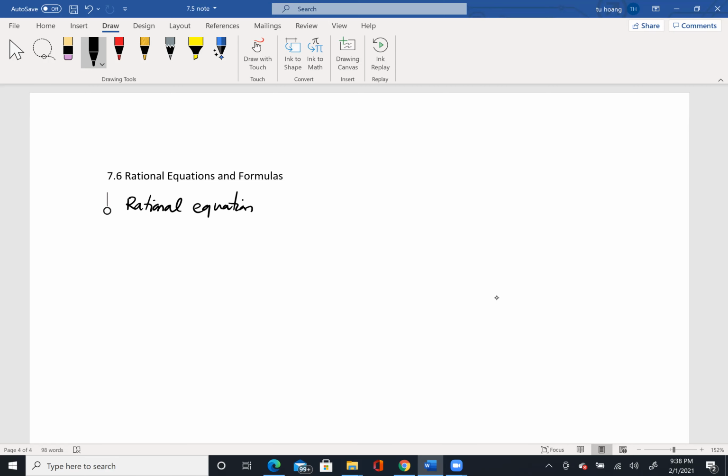I want to make sure everyone understands the difference between a rational expression and a rational equation. For a rational equation, let's have an example such as 1 over 10 minus x equal to 1 half. And then what's the rational expression? I'm going to say 1 over 10 minus x.